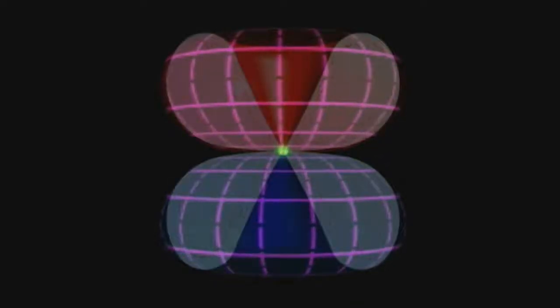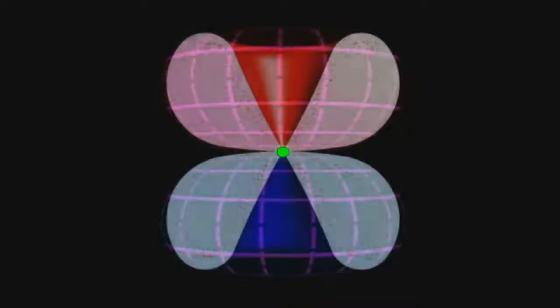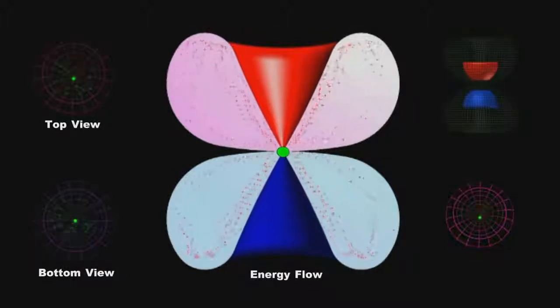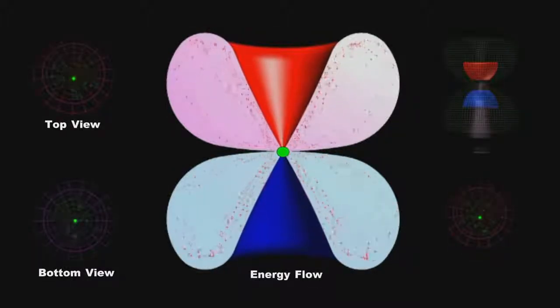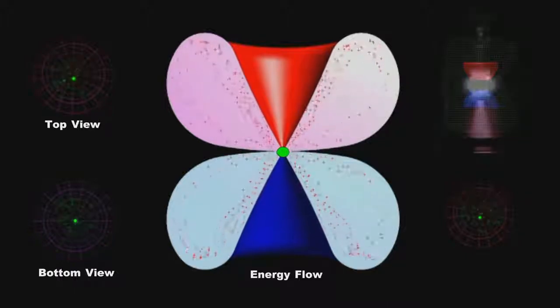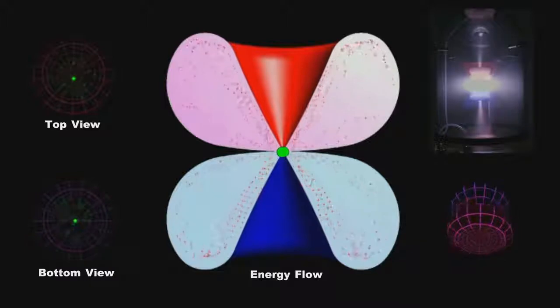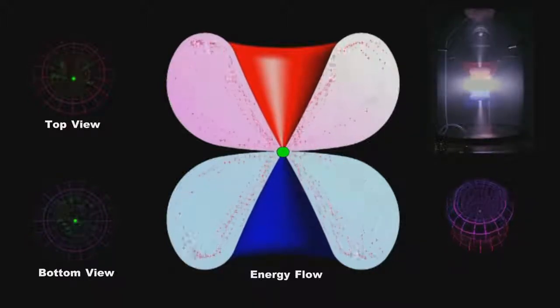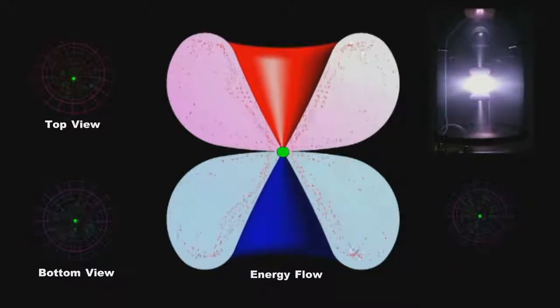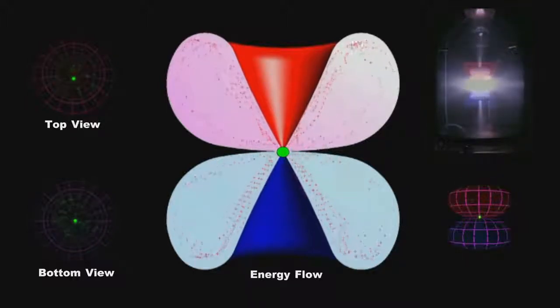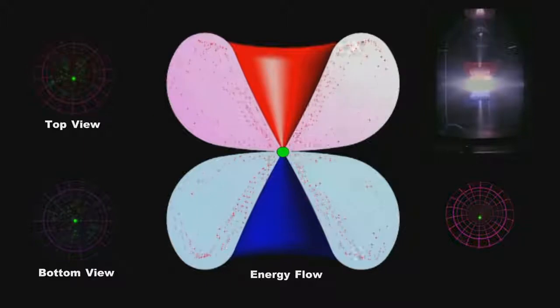Now we are going to take a look at the internal flow within this single photon. Again, this would apply to all electromagnetic radiation. The green sphere represents the photon. Here we have the internal energy flow within the fields of the photon, as well as several other views of the photon and its fields. The image in the upper right corner shows how this is related to our vacuum chamber experiments. The same flows are at work in the vacuum chamber.